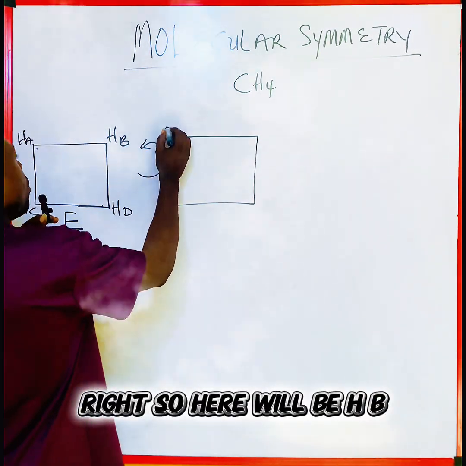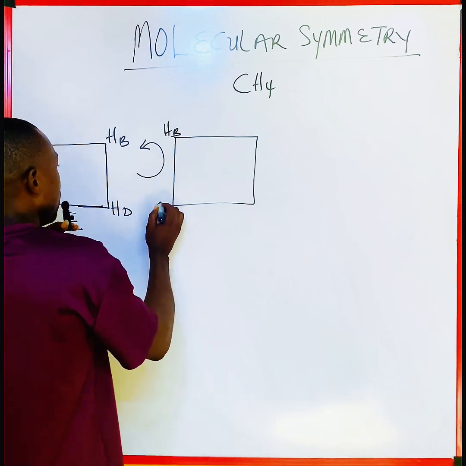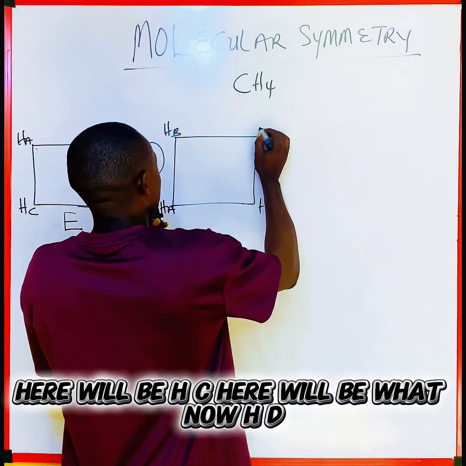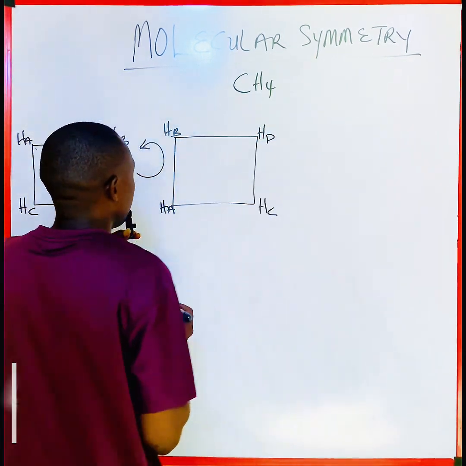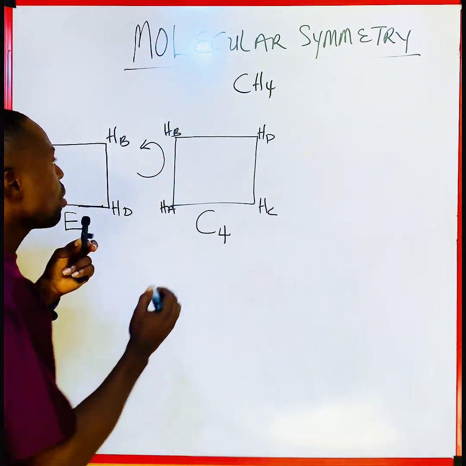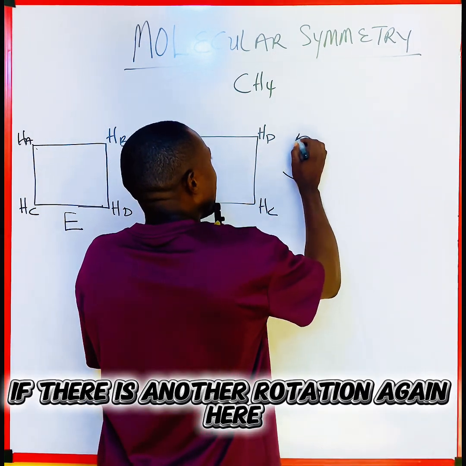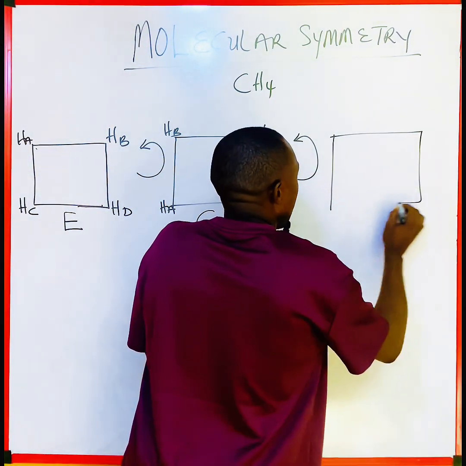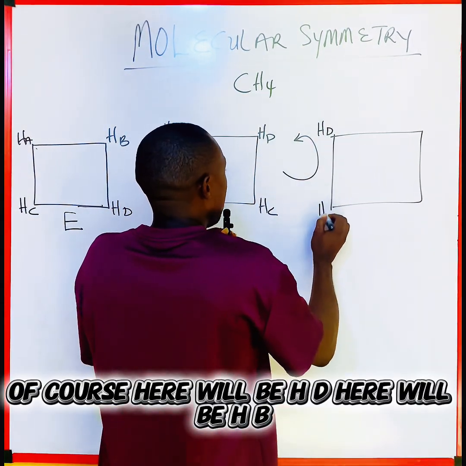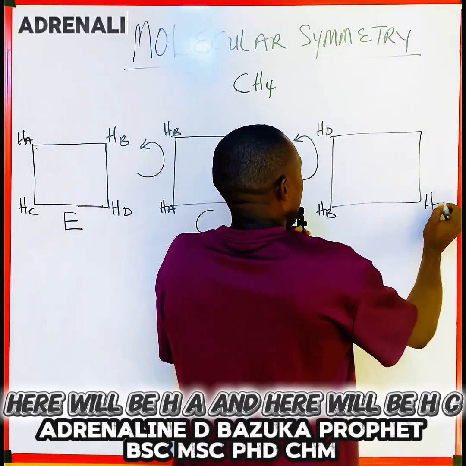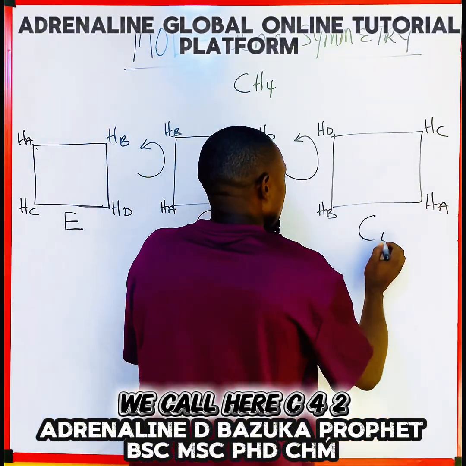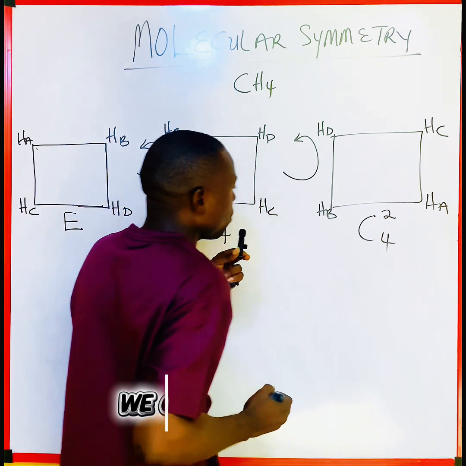right? So here will be HB, here will be HA, here will be HC, here will be HD. We'll call this one C4. If there is another rotation again, here, of course, here will be HD, here will be HB, here will be HA, and here will be HC. We call here C4².